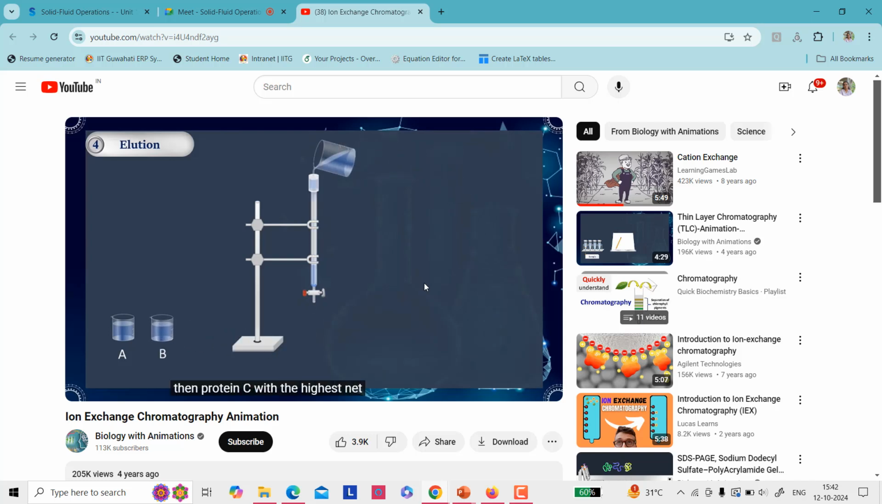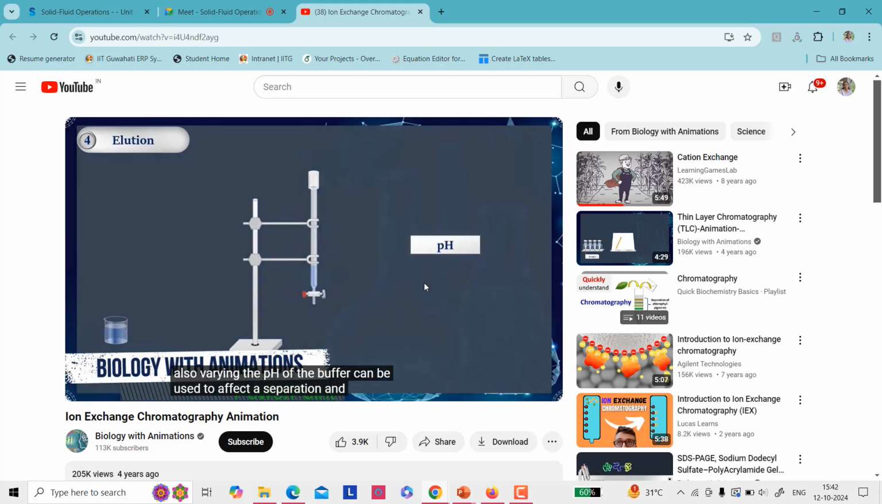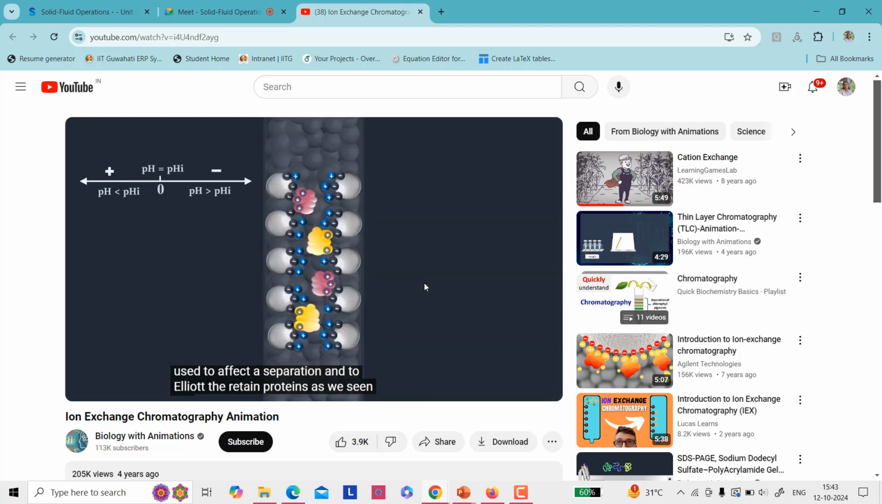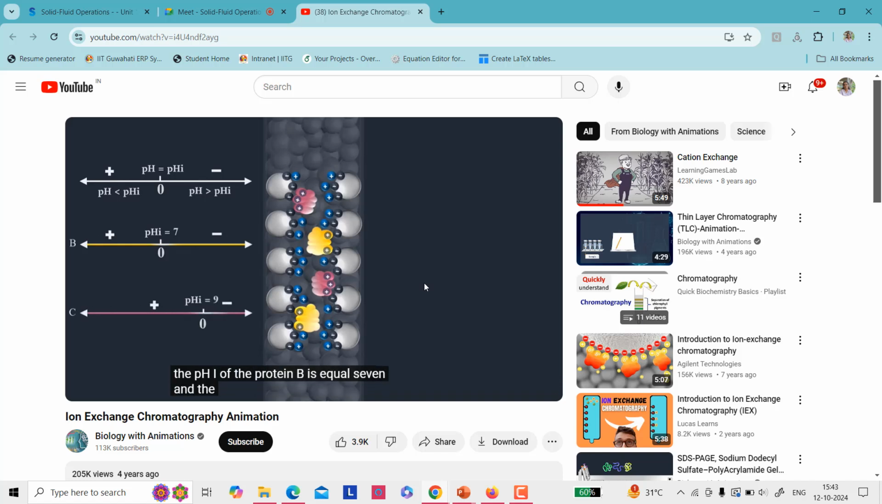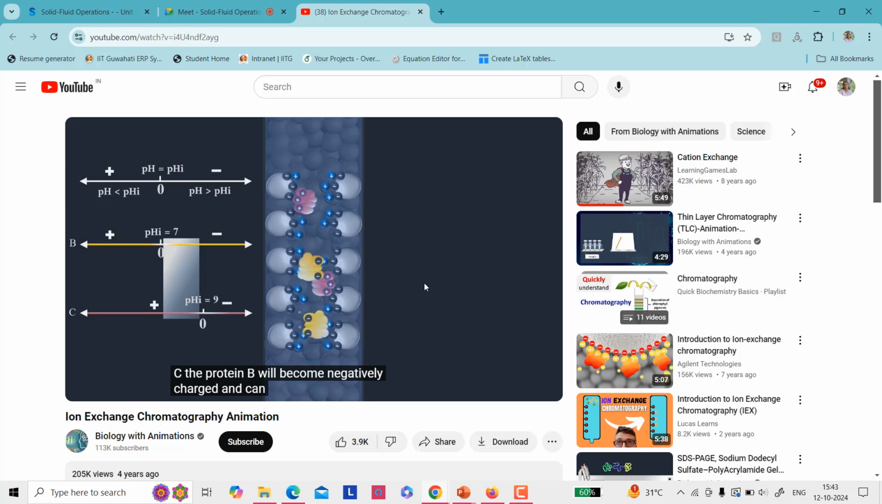Also, varying the pH of the buffer can be used to affect separation and to elute the different proteins. The pI of protein B is 7 and the pI of protein C is 9. So, if we add a buffer with pH above the isoelectric point of protein B and below the isoelectric point of protein C, protein B will become negatively charged and can then be eluted, and protein C is still charged positively, consequently still retained. Next, protein C can be eluted if we apply a buffer with pH above its isoelectric point, so it becomes negatively charged and it also will pass through the column.